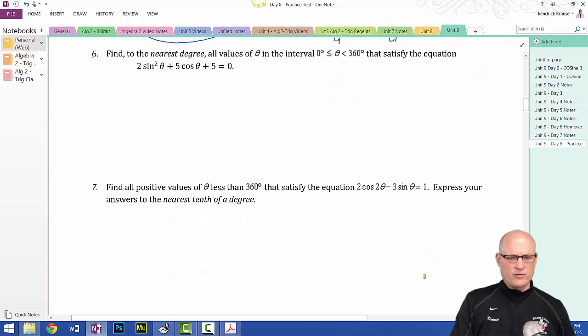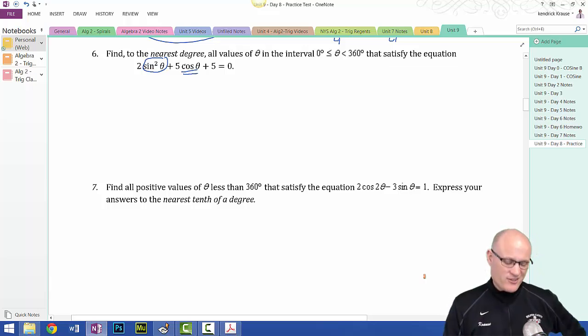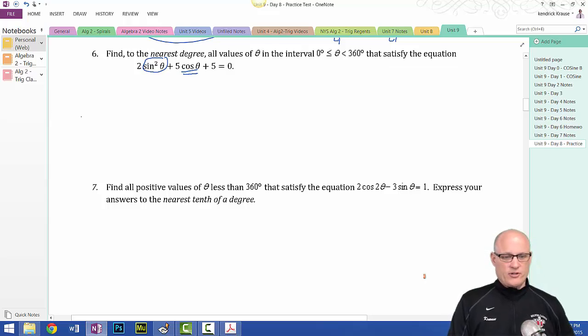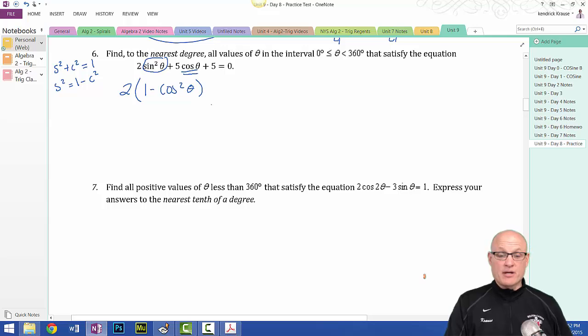I don't know if I left enough room for this one. See how we've got sine and cosine? Can't have a mix like that unless they have a GCF, which they don't. So that's not very useful. And so what we're going to do is replace this sine squared. Now you got to remember that sine squared plus cosine squared equals 1. So sine squared is 1 minus cosine squared. And that's what I'm going to replace it with. So 2 times 1 minus cosine squared theta. And then I'll just copy everything else down.